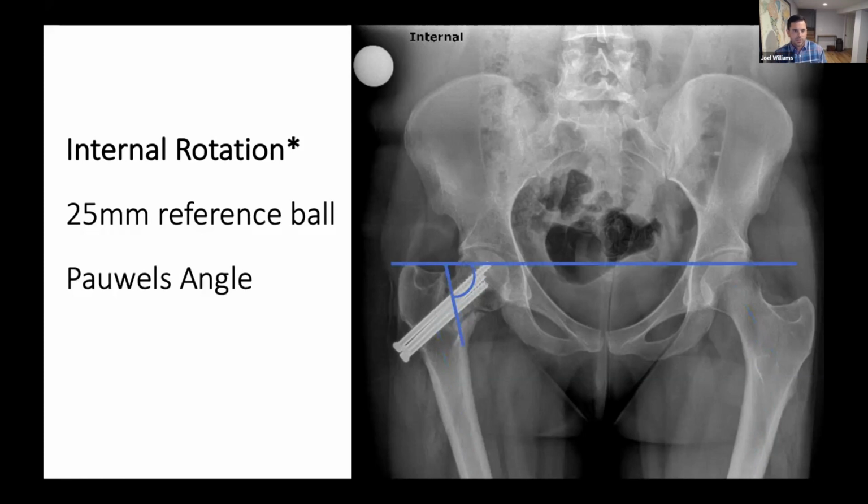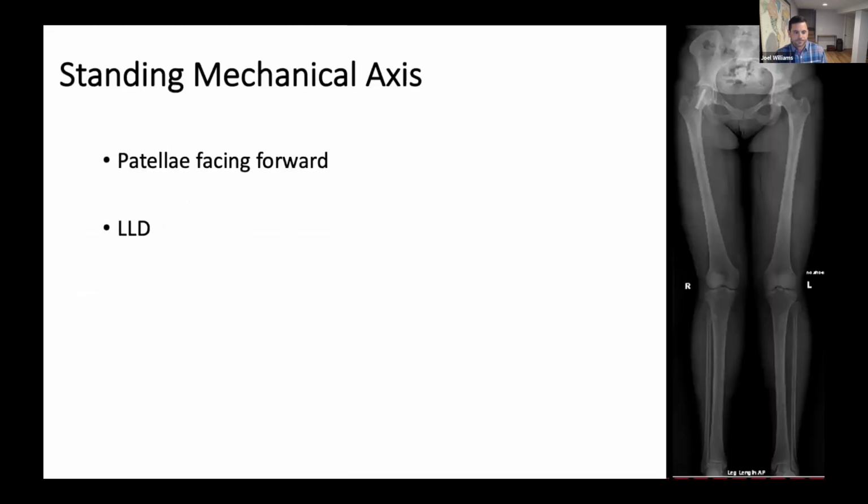The next step then is either on the AP pelvis or the AP hip radiograph, whichever your preference is. You can measure the Paley angle, which will become one of the first steps in the subsequent talk.